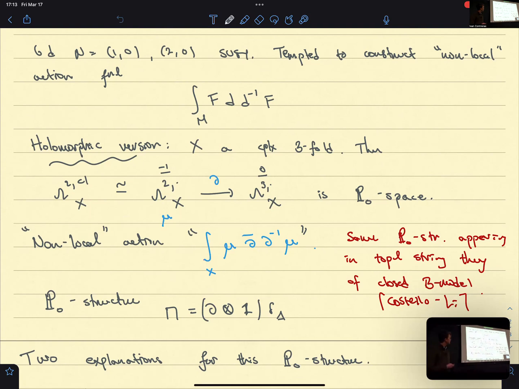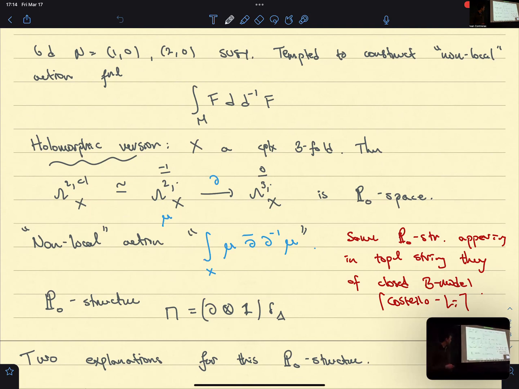And in degree 0, I have a resolution for holomorphic 3-forms, again using the Dolbeault complex. And I have a single holomorphic differential operator, just the de Rham operator, between degree -1 and degree 0. So it's just the sheaf of closed 2-forms with this weird cohomological shift. And the claim is that this thing is pretty naturally a P0 space.